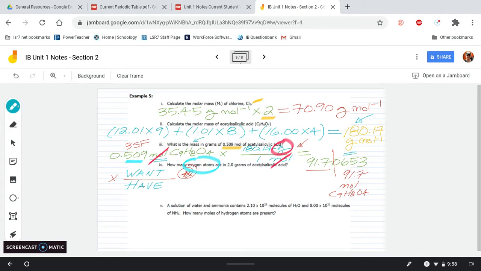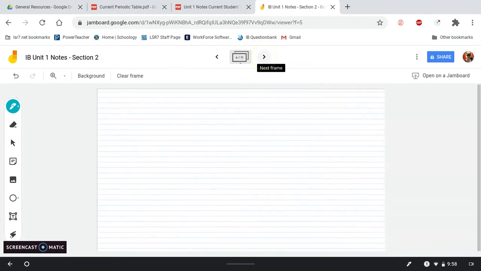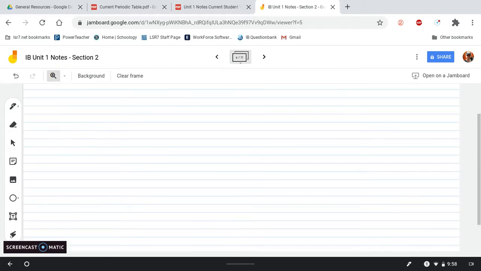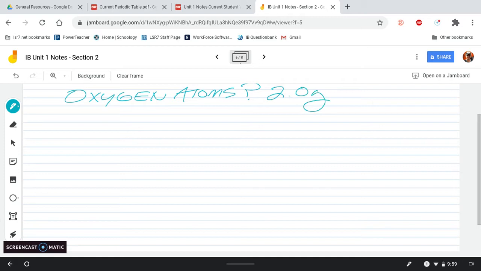Oxygen atoms are a problem because when we look at the formula, we're going to see that the entire formula is not made of oxygen atoms. So it's going to make for a bit of a trickier problem than we maybe are used to. So let's take a look. And so we're interested in the oxygen atoms. So we want to know how many oxygen atoms do we have in 2 grams of our acetylsalicylic acid.